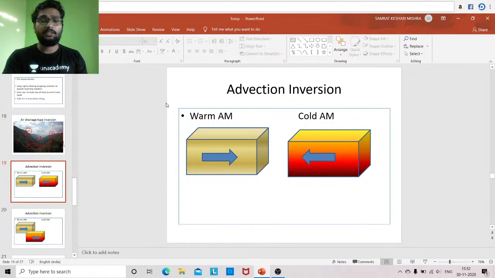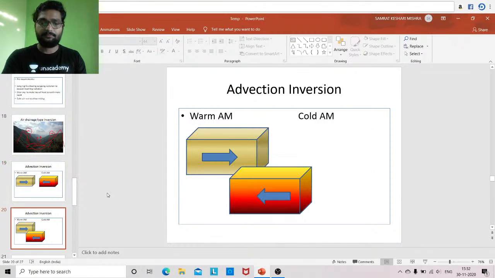The next is the advection type of inversion. Advection simply means horizontal movement of the wind. Convection is up and down movement, and advection is horizontal movement. When warm and cold air masses converge or approach towards each other, the warm air mass, being lighter, will be above the cold air mass. The cold air mass has higher density so it stays in the below part, and the warm air mass has lower density, so it will rise or be over the cold air mass, right? This is due to the horizontal movement of the wind, so it is called advection type of inversion.